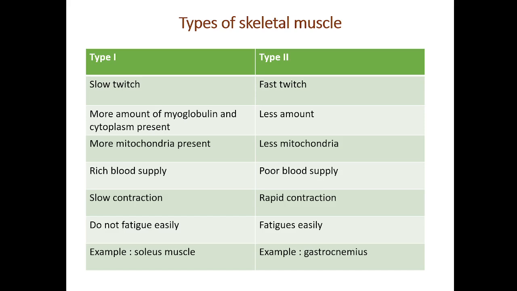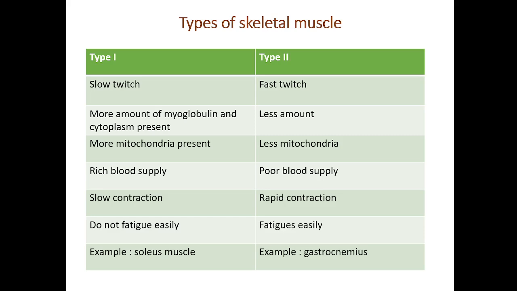Now we talked about the microscopic structure of the skeletal muscle. Now functionally we can divide skeletal muscle into type 1 and type 2. So what are these? The type 1 fibers are slow twitch and type 2 fibers are fast twitch. Type 1 fibers are required where you want to stand for a longer period of time. So they will maintain the posture.